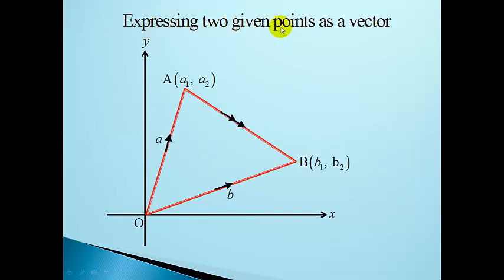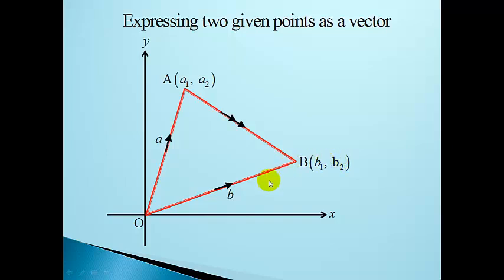Now expressing two given points as a vector. Assuming that you are given two points and you are asked to express the two given points as a vector, how do you express two given points as a single vector? Now we have point A on the graph, that is a1, a2, and we have point B also on the graph, b1, b2.